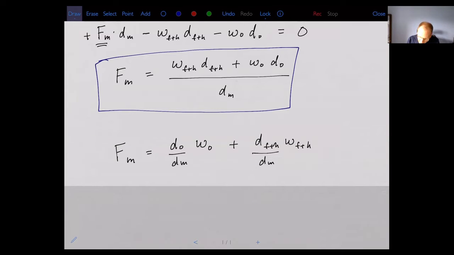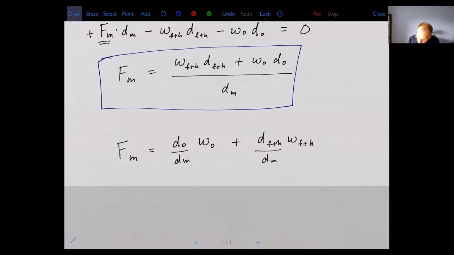Why do I want to write it like this? Because this now has the form y equals mx plus b, where the x, the input, is really our load in the hand. This is like the load in the hand.